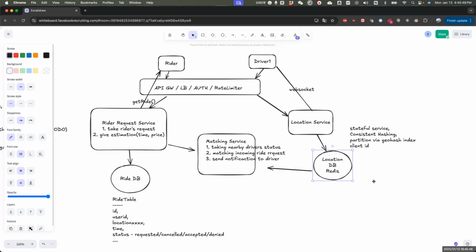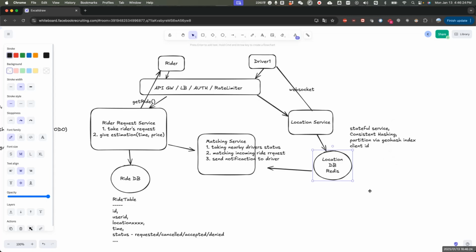Over here, we could basically partition the same way for Redis as well as the location service itself. First of all, they have to be on the same geohash. And the second one is that they contain the same set of client IDs. So basically the location service and the Redis could have the same logic whenever we're using consistent hashing.